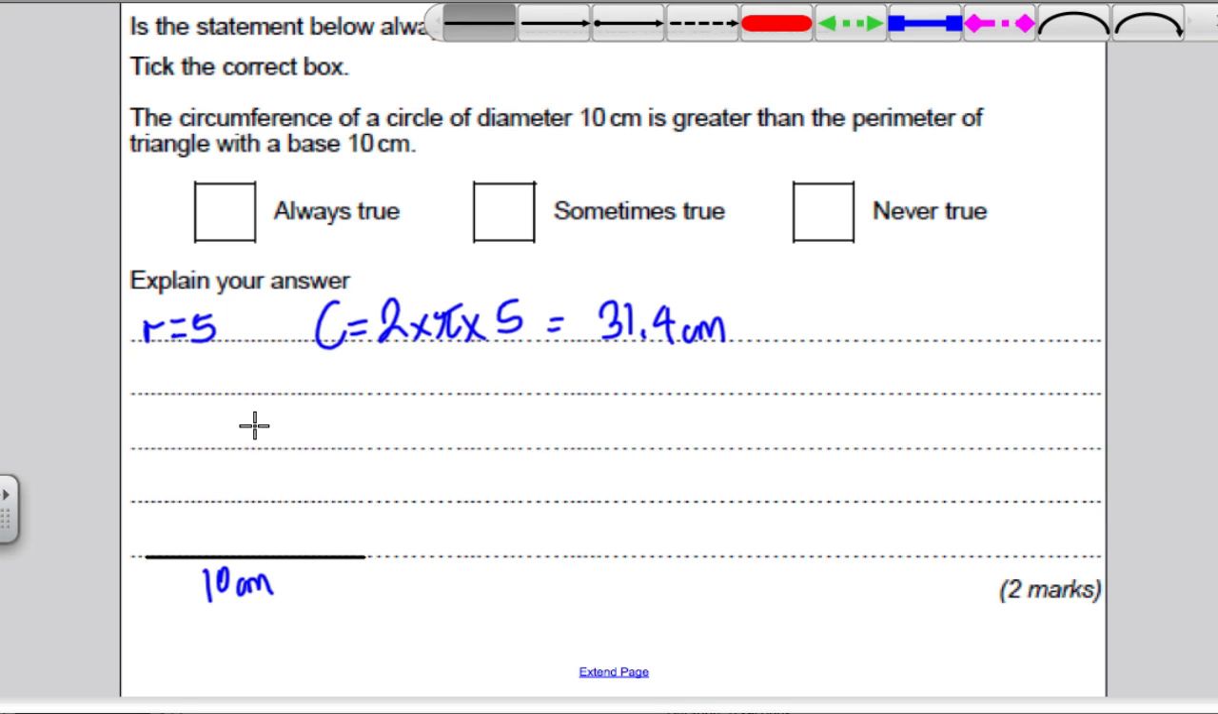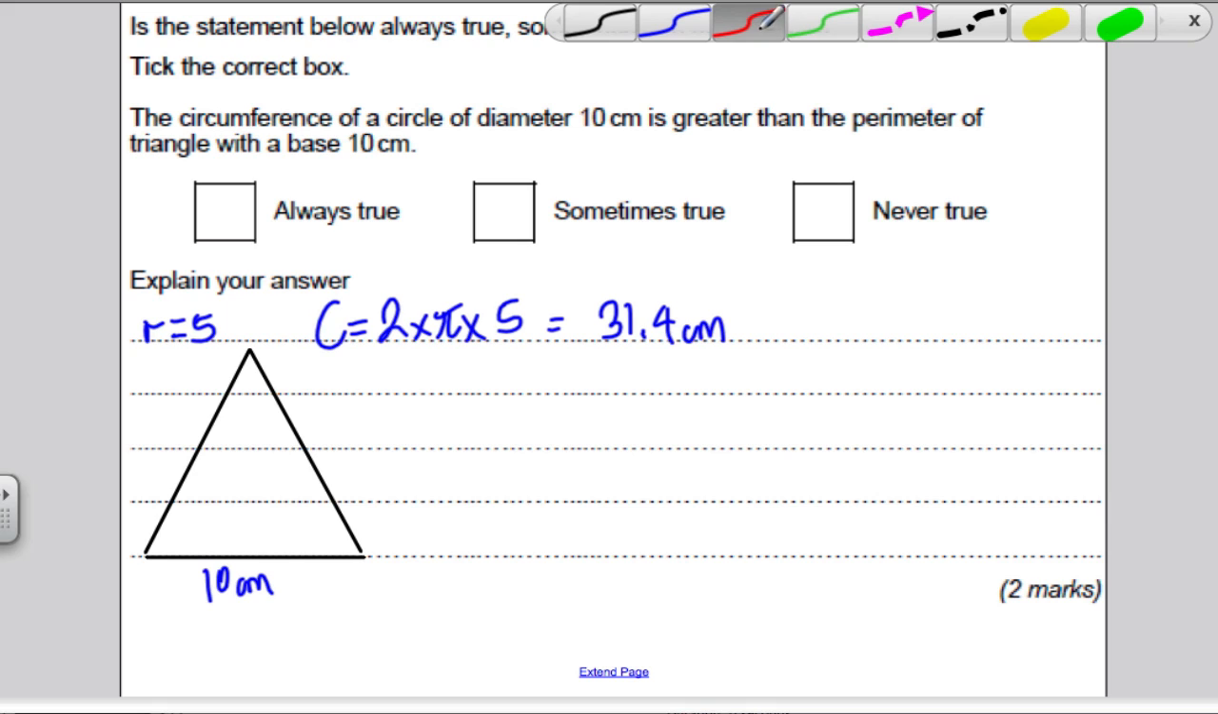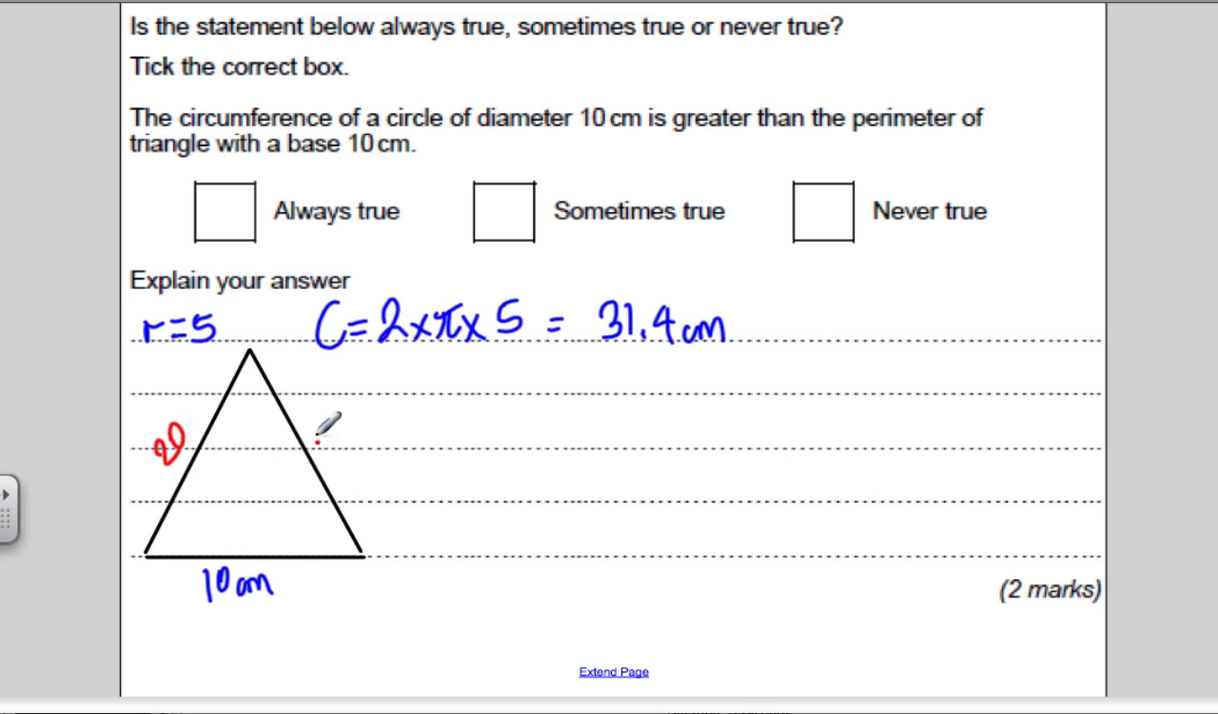Can we make that triangle bigger than its perimeter, bigger than 31.4? Well, of course we can. We could have made this 20, say, and that 20, and we would have got way over this. So it is certainly not always true. The circumference is not always bigger, because that could be 20 and that could be 20, and therefore our triangle is bigger. So the question is, could it sometimes be true?